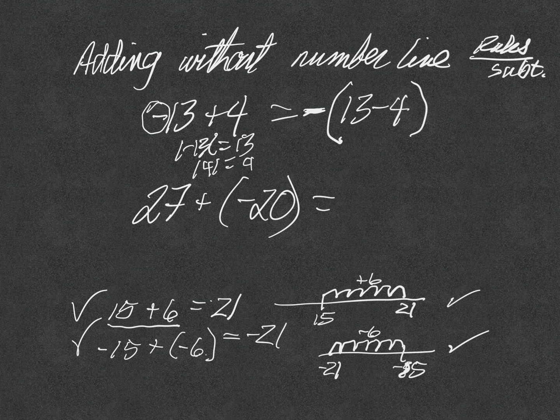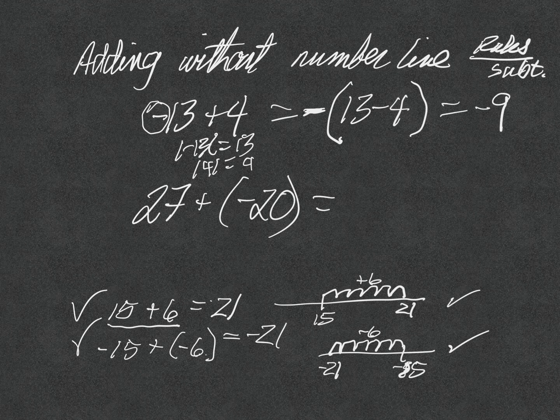Find the difference between the absolute values, larger absolute value minus smaller one, and then take the sign of the number that has the larger absolute value. So that's what I've done here. This is like the in-between step. So the answer is negative 9.